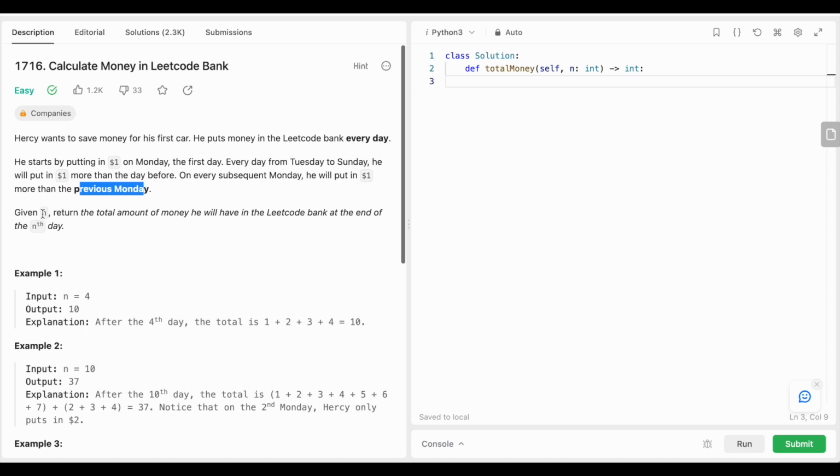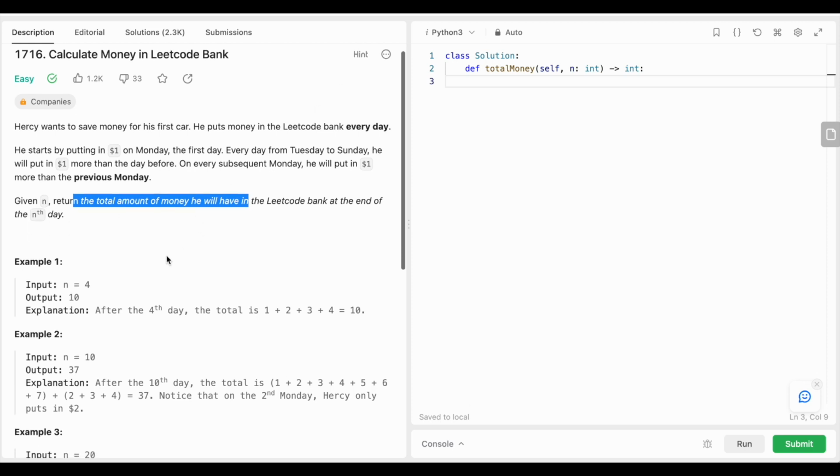Then, given n, which is the total number of days he has to save up for his first car, return the total amount of money he can have in his bank at the end of the nth day.